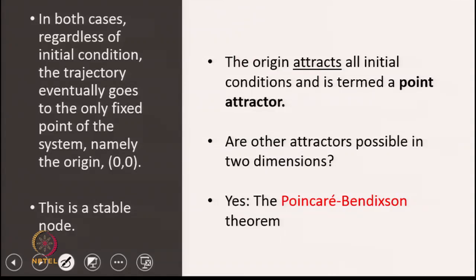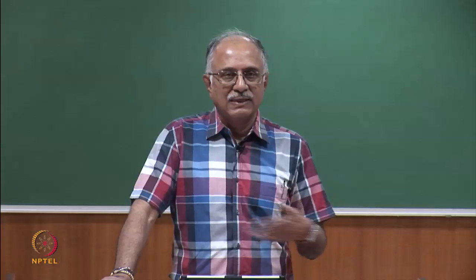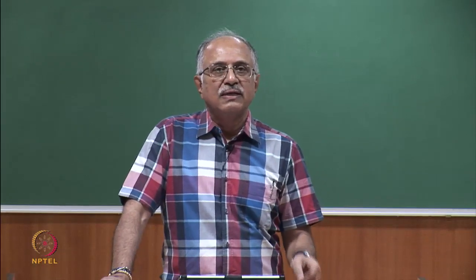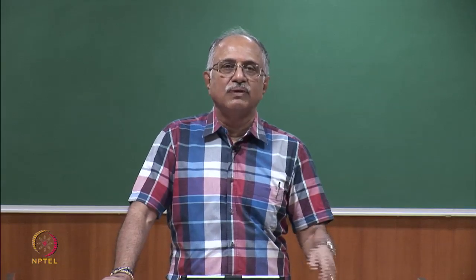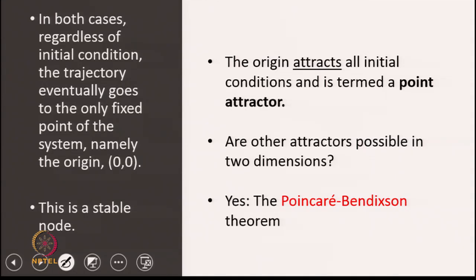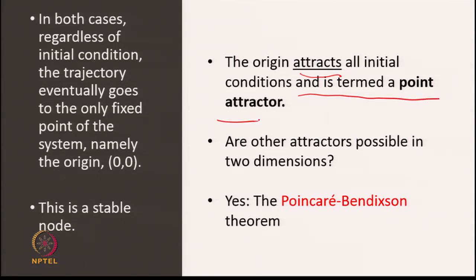Now, in both cases, therefore, regardless of initial condition, the trajectory eventually goes to the only fixed point of the system, which is the origin. And in both cases, this is why they were chosen as examples here, these are stable nodes. The origin in both the examples is a stable node, in one case just a simple stable node, in the other case a spiral. The origin, therefore, can be said to attract all initial conditions, and it is termed a point attractor because it is a point.